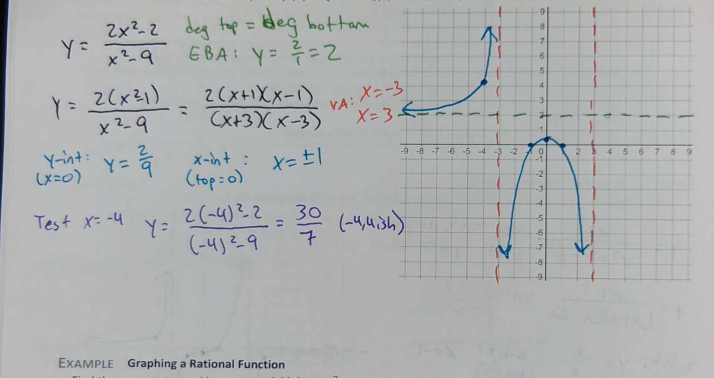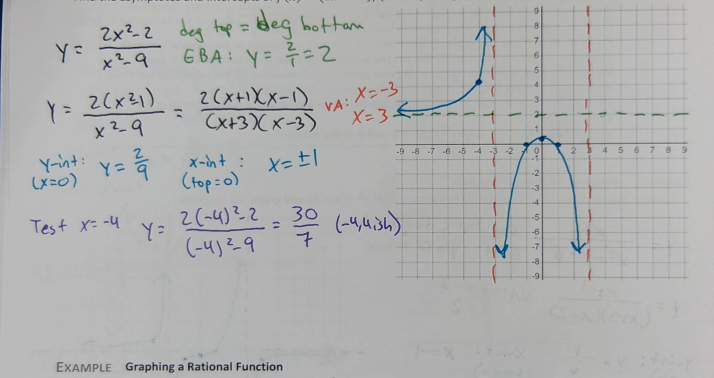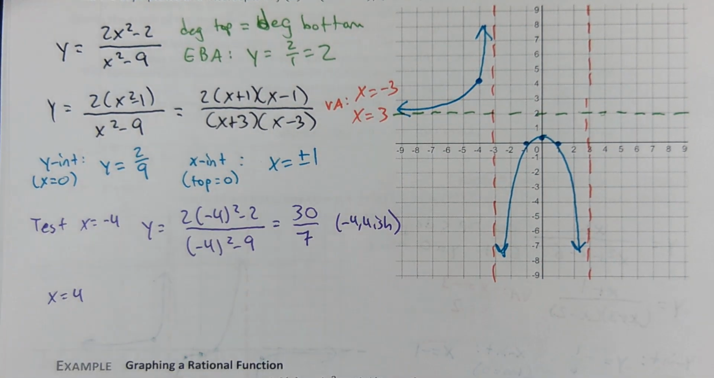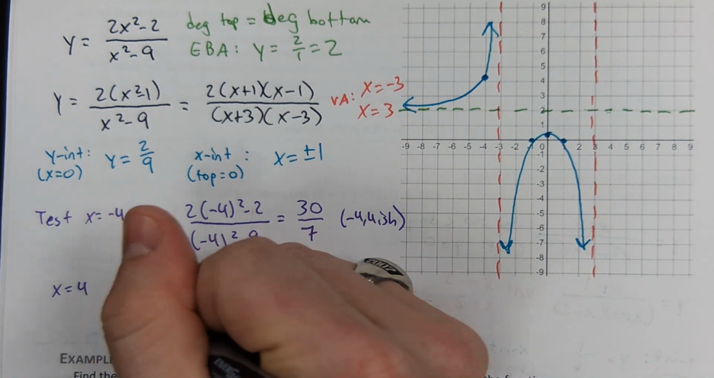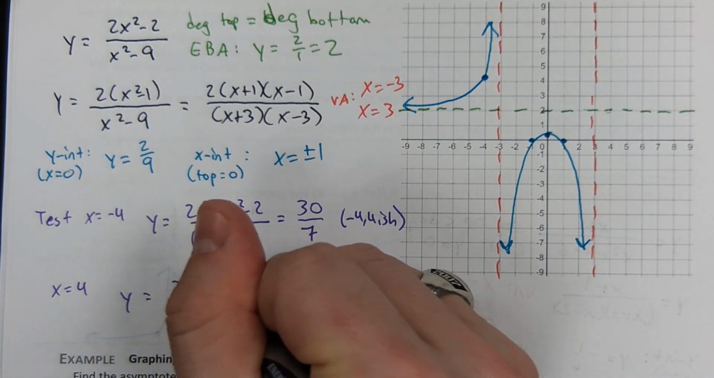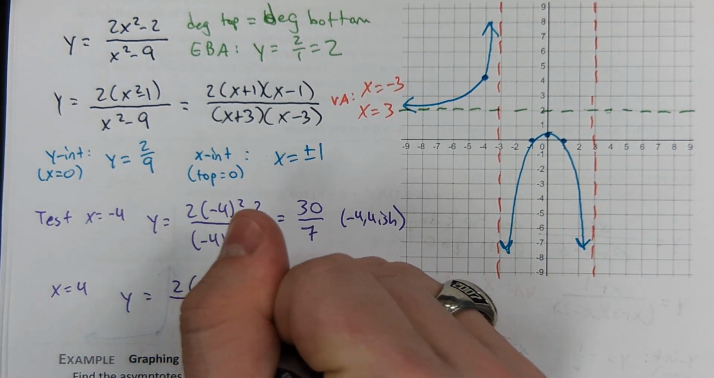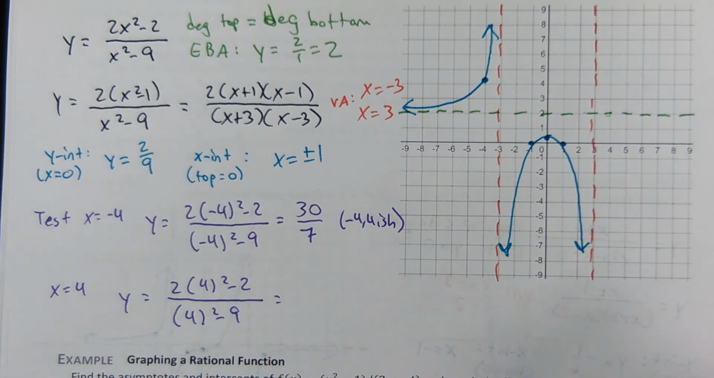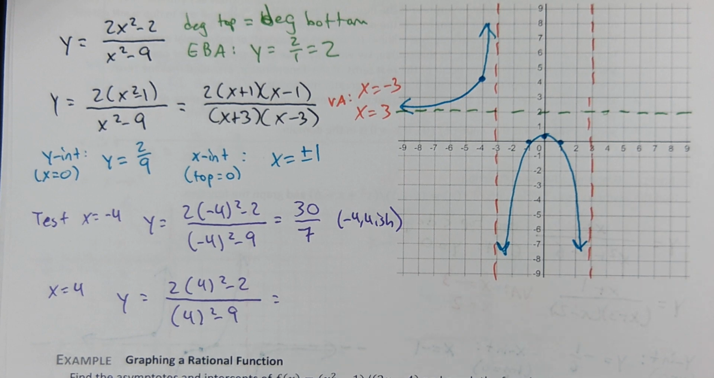Now all we need to do is get a value out here. Test x equals 4. Plug it in. Y equals 2 times 4 squared minus 2 over 4 squared minus 9. Guess what that's going to get me? Exact same thing. Did you notice that all of the exponents on your x's were even powers?